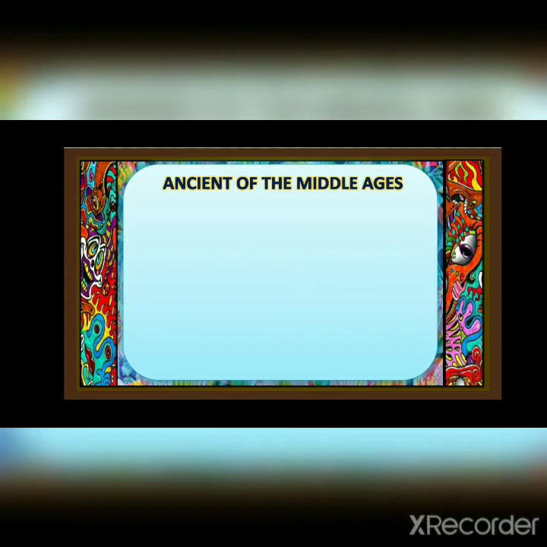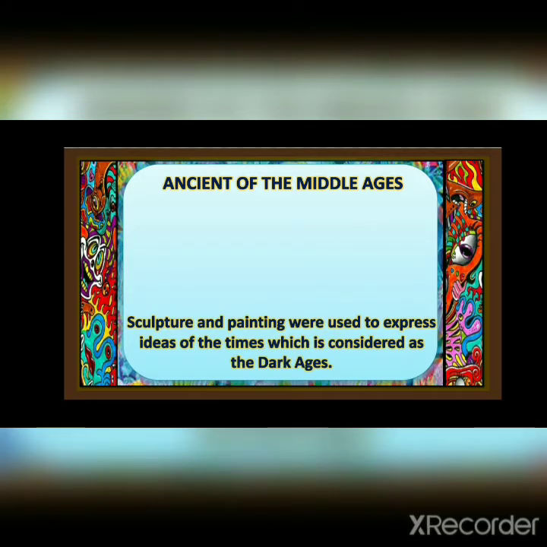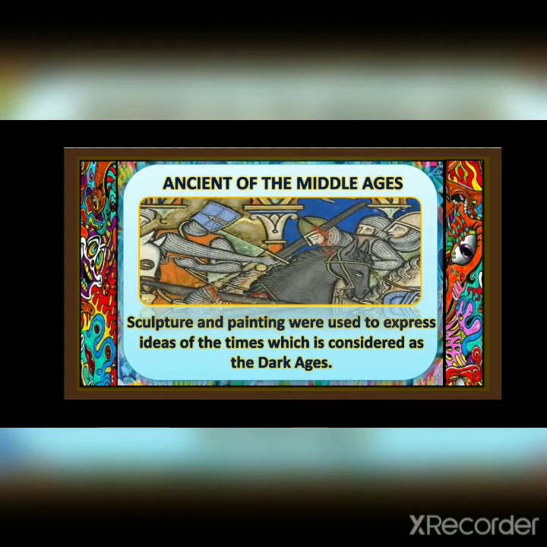Next is the art of the Middle Ages. The period of history beginning about 500 after Christ is known as the Middle Ages or medieval times. Sculpture and painting were used to express ideas of the times, which is considered the Dark Ages. And architecture found expression in magnificent churches. And this is the picture or image.